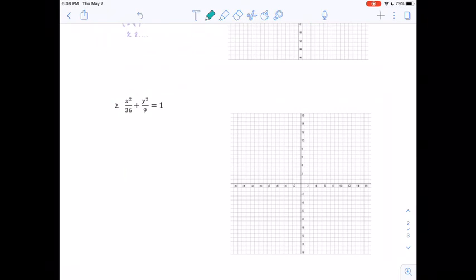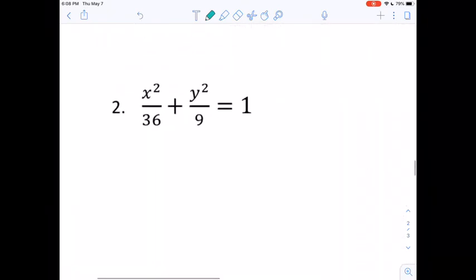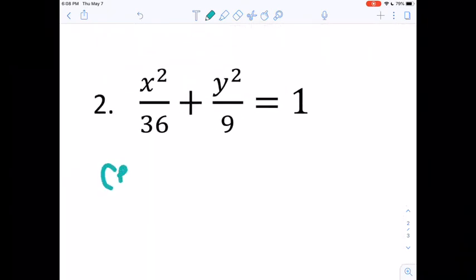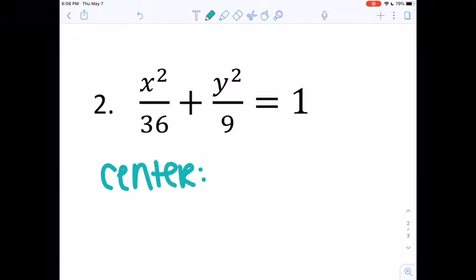So let's do this again. So in number 2, my center is at 0, 0, because nothing is being subtracted from x or y.